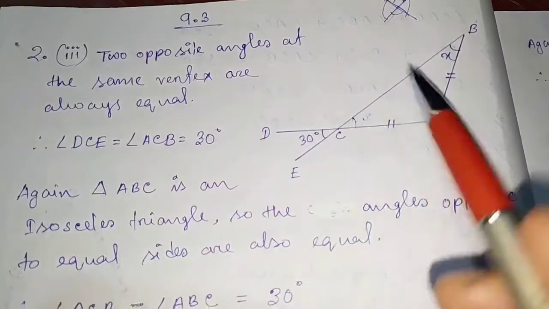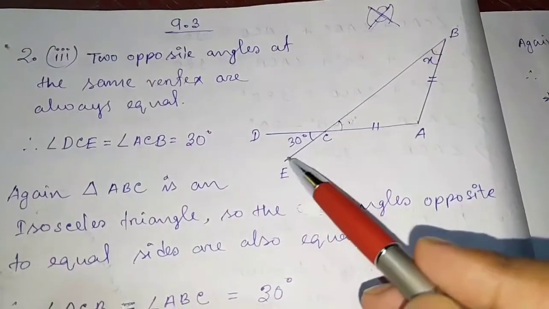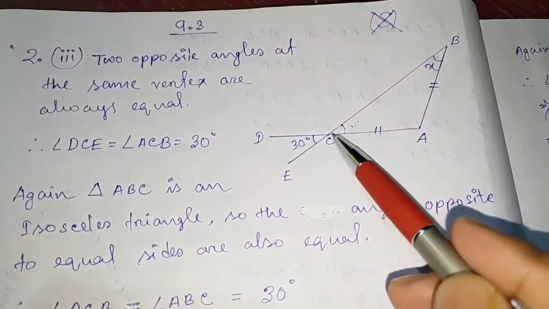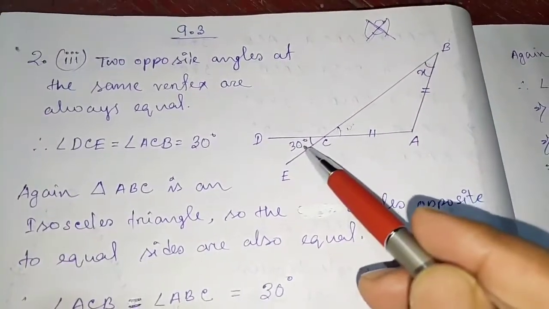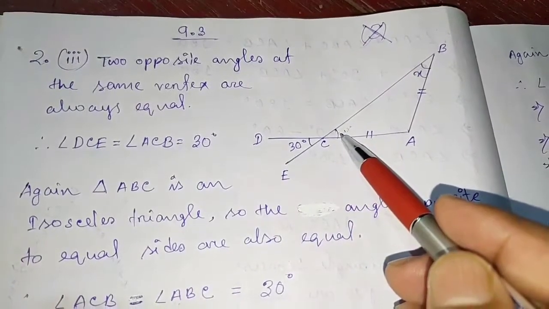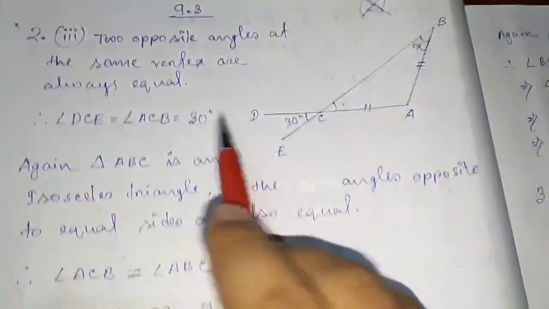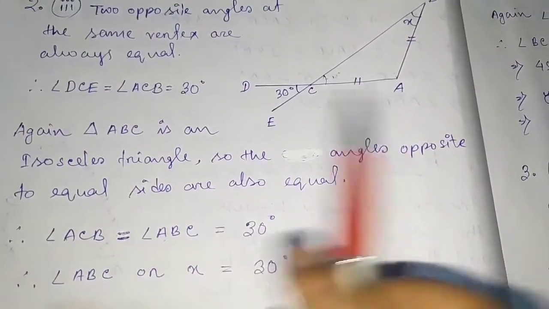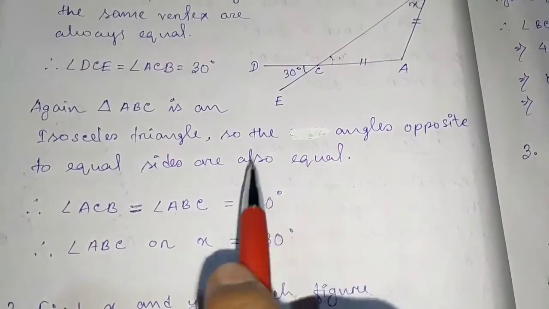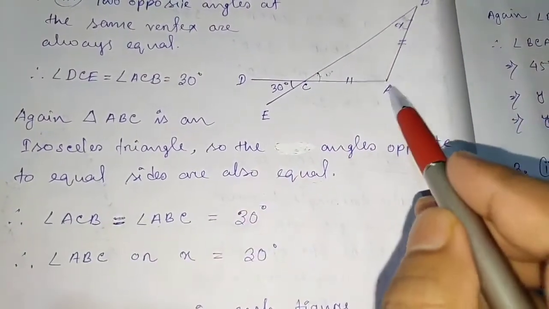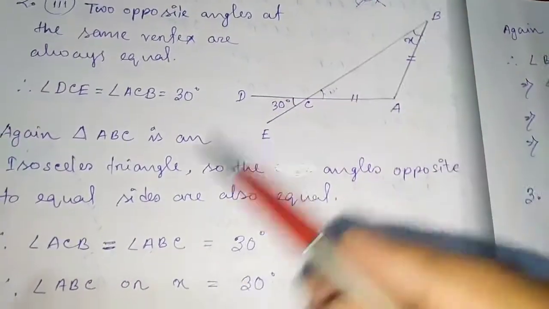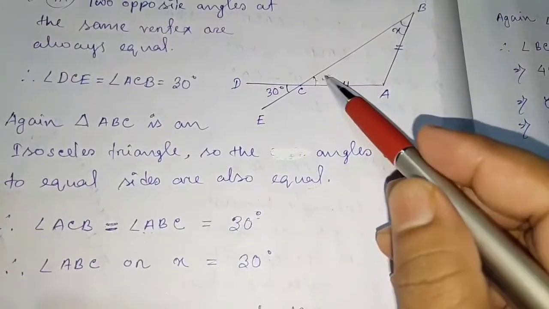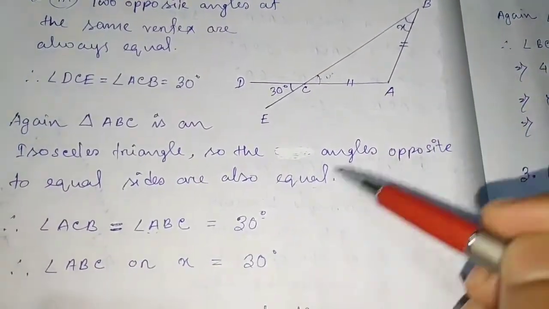Therefore angle DCE is equal to angle ACB. Okay, if this angle is 30 degree, then this angle is also 30 degree. So again, triangle ABC is an isosceles triangle, so the angles opposite to equal sides are also equal. Therefore angle ACB is equal to angle ABC, means both are 30 degree, or we can say that x equal to 30 degree. Very simple.